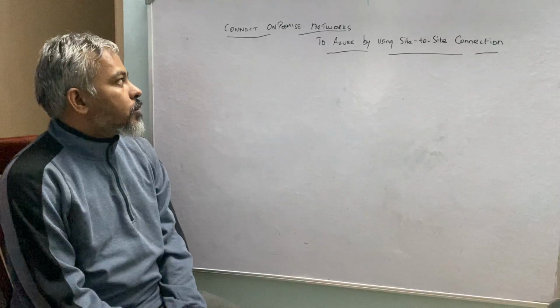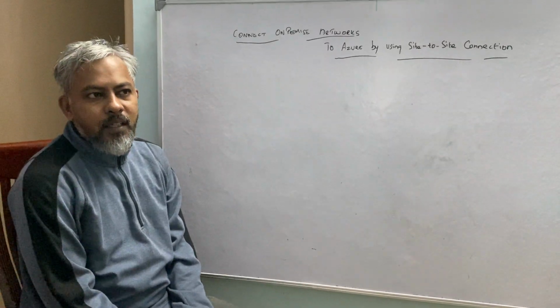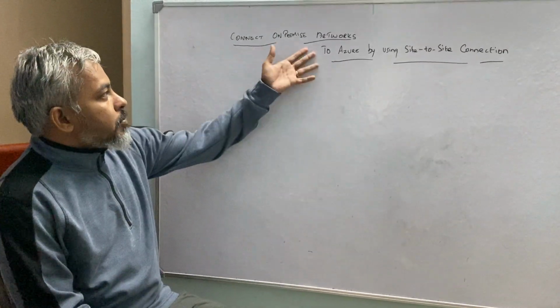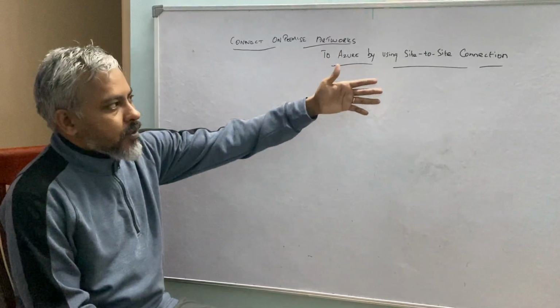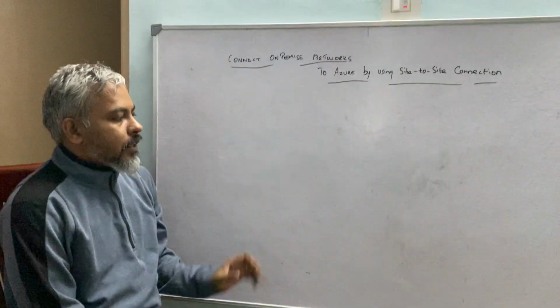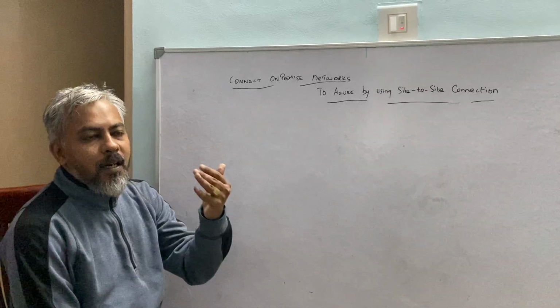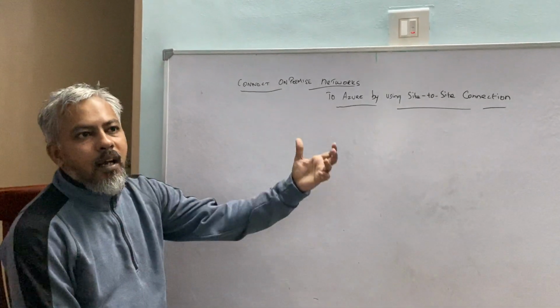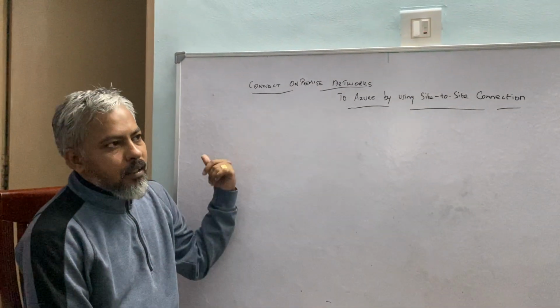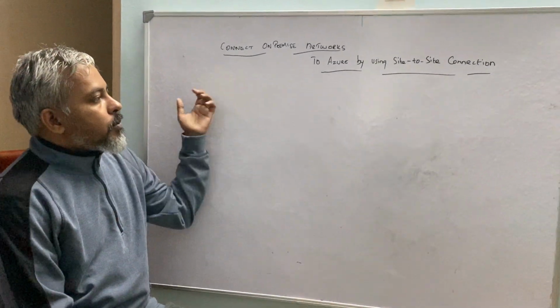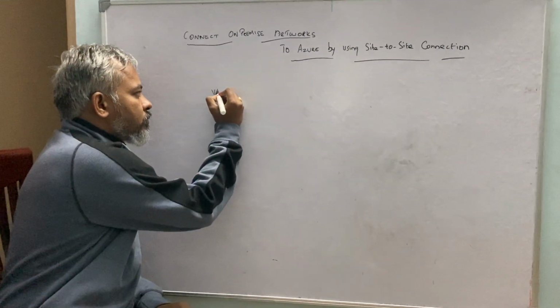Today, what we are going to do is see how to connect an on-premises network to Azure by using a site-to-site connection. Basically, how are you going to connect your on-premises environment to the Azure environment? We are going to do it using VPN.